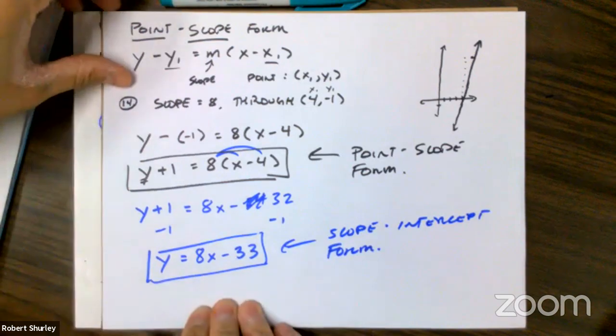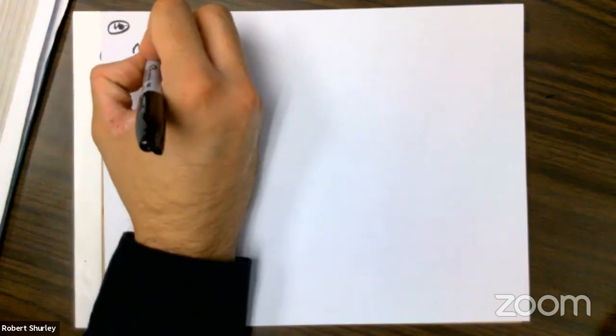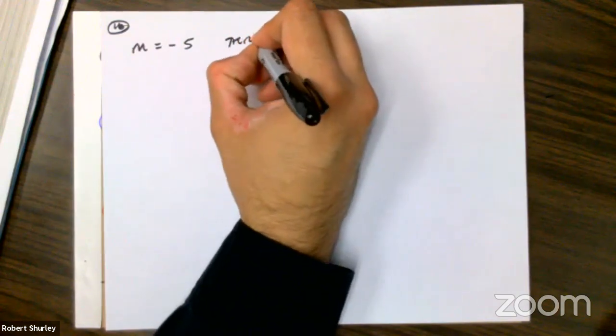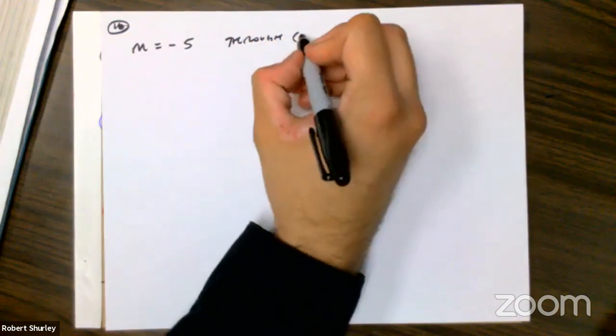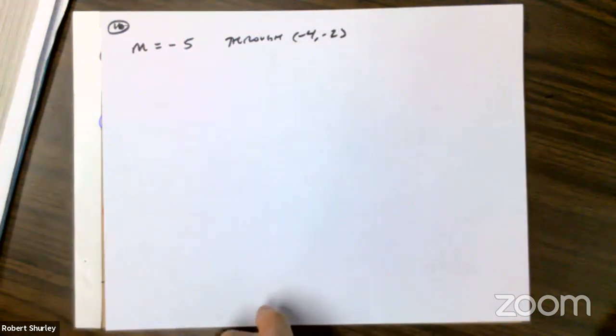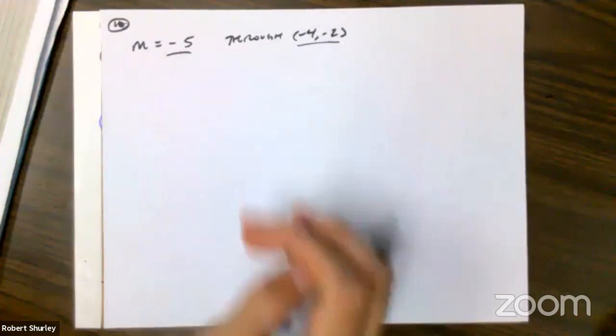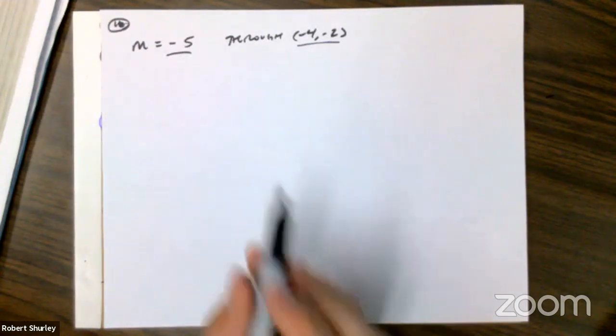Okay, so let's say we had, I'm going to steal this one. This is number 16. We've got a slope of -5, and we go through (-4, -2). Okay, so same thing. It says put in point slope form, and then find slope intercept form. And I'll tell you, I know to do point slope form because I'm given a point and I'm given a slope. So it's pretty straightforward. So I'm going to put in point slope form first.